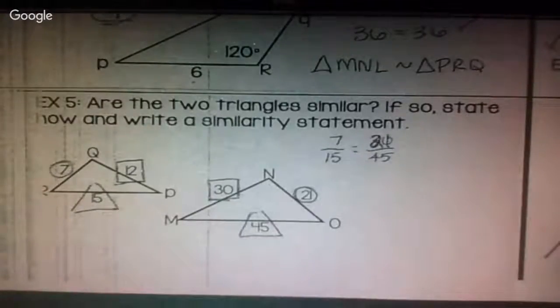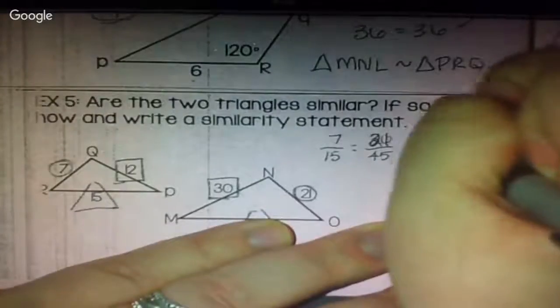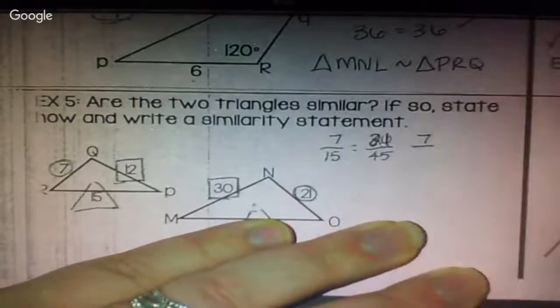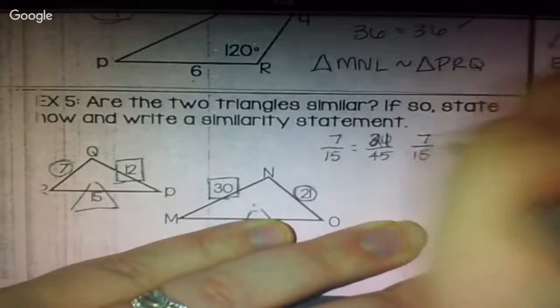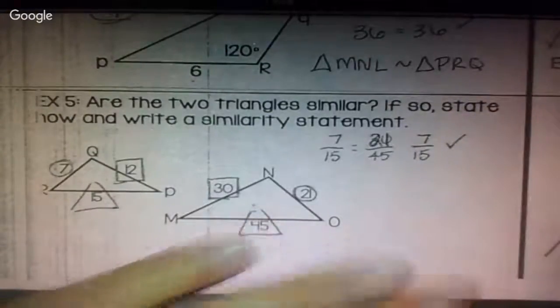We can reduce the right-hand side to see if this works. What does 21/45 reduce down to? What goes into 21 that also goes into 45? 3. What's 21 divided by 3? 7. What's 45 divided by 3? 15. So yes, those ones work.